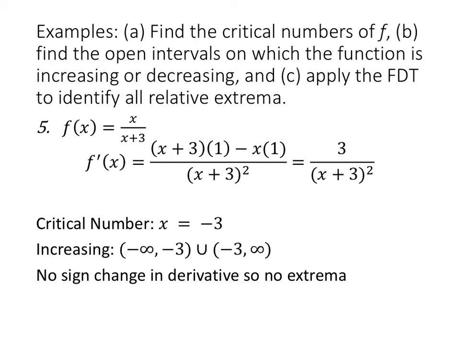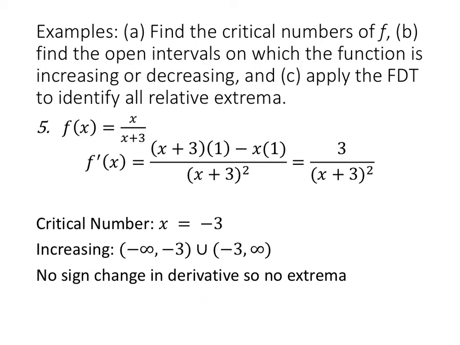Wrapping this all up, we know our critical number is x equals negative 3. We know the intervals of increase are negative infinity to negative 3 and negative 3 to infinity. It's never decreasing. The first derivative test says there's no sign change in the derivative, so there are no extrema.